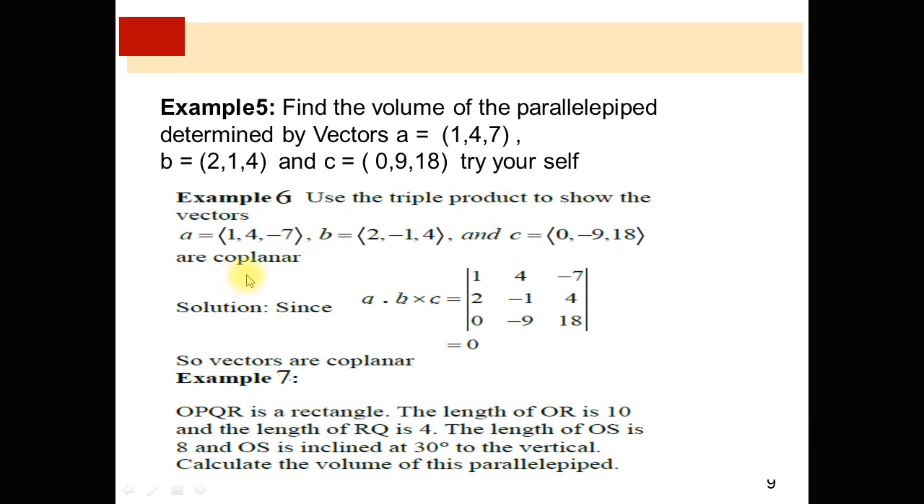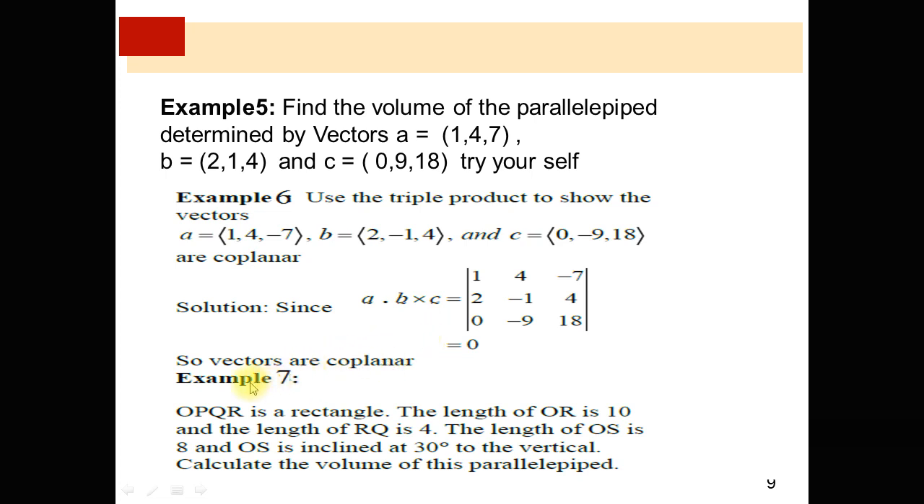We have already discussed in the previous video lecture that when the scalar triple product is 0, then the vectors will be coplanar, meaning the volume is actually 0. Coplanar means the vectors lie in the same plane. So in this question, the scalar triple product A dot B cross C, determined by the determinant, is equal to 0. If we expand this determinant, we obtain the result equal to 0. So the vectors are coplanar.